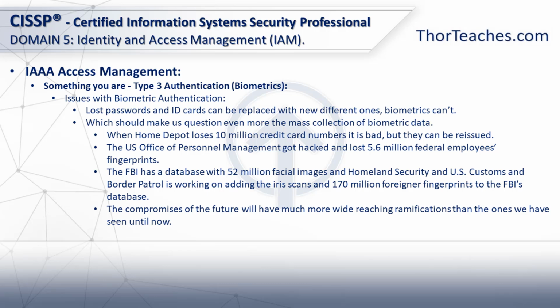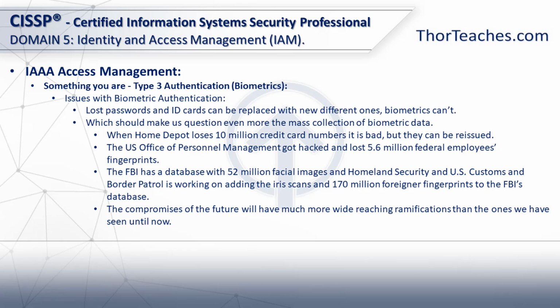The U.S. Office of Personnel Management got hacked and lost 5.6 million federal employees' fingerprints. Meaning, technically, those 5.6 million people are now compromised. So it should make us question when we have large data banks of biometric information. That needs to be so much more secure than we do with the usernames and passwords and the credit card information. The FBI has a database of 52 million facial images, and Homeland Security and the U.S.